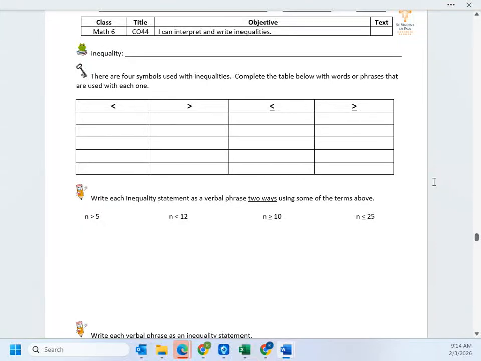Good morning. Today we are starting our next unit. We are starting with CO44. I can interpret and write inequalities.